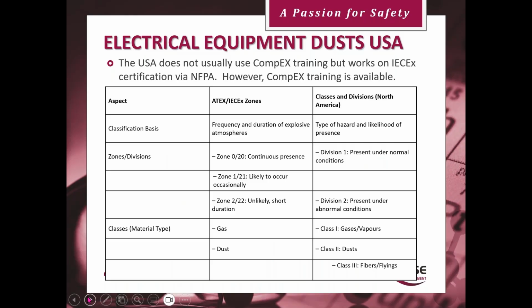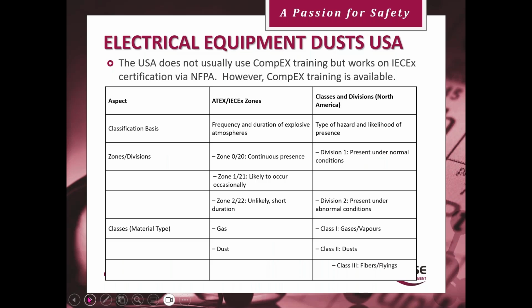Then we have zone 1 and zone 21, again gases and dust, likely to occur occasionally under ATEX. No further definitions in North America. And the last zone that we would look at, zone 2 for gases and vapors, 22 for dust, very unlikely for it to occur and only for short durations. And in America, you've got division 2, present under abnormal conditions.